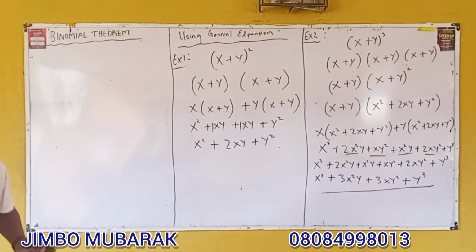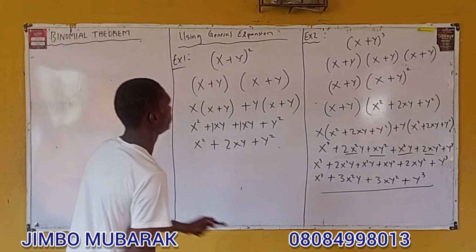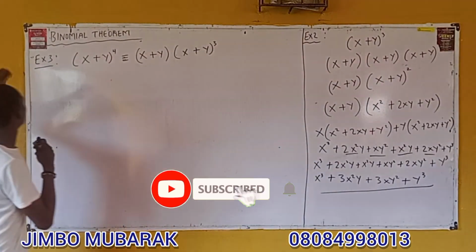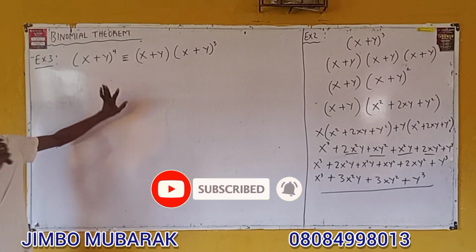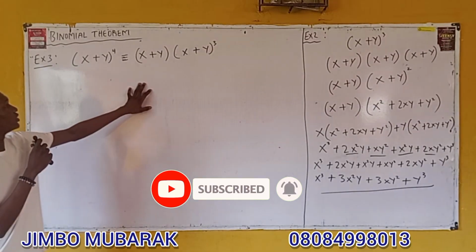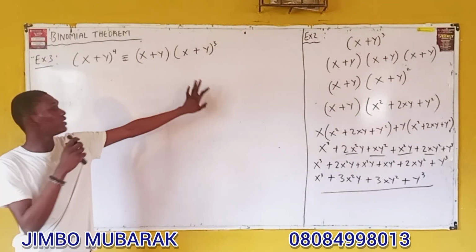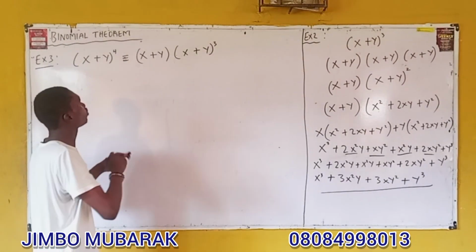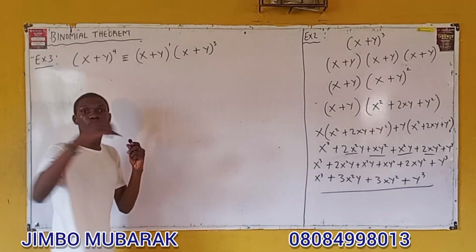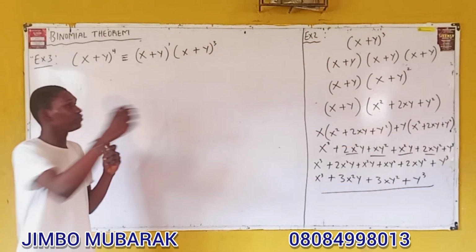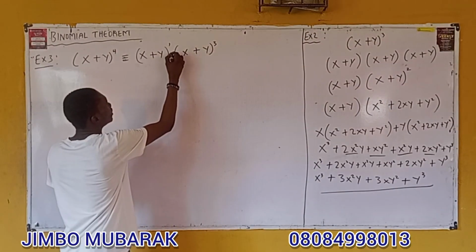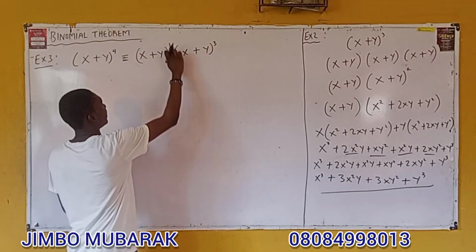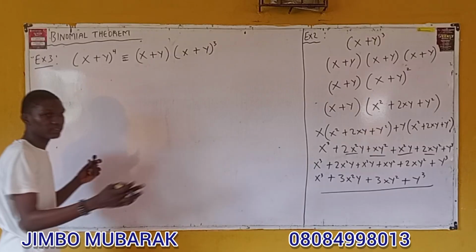Right. So let's take another example. Example number 3, like I was saying, (x + y)^4 is equivalent to what? (x + y) multiplied by what? (x + y)^3, because the invisible power for this one is what? It is 1. So according to the law of indices, if you add the powers, it will give you what? 4. When we have multiplication, we can add the powers. It will give you (x + y) raised to the power 4. So that's how we are able to get that.